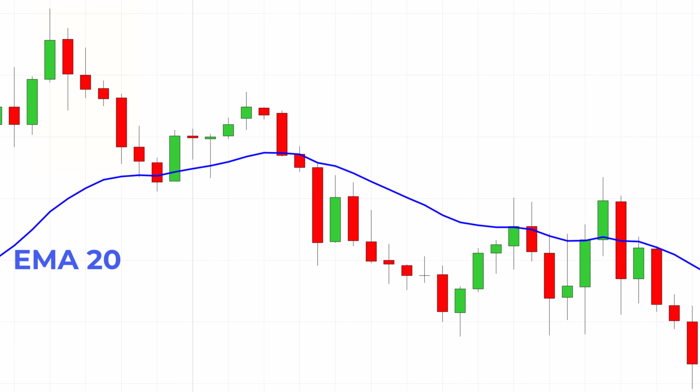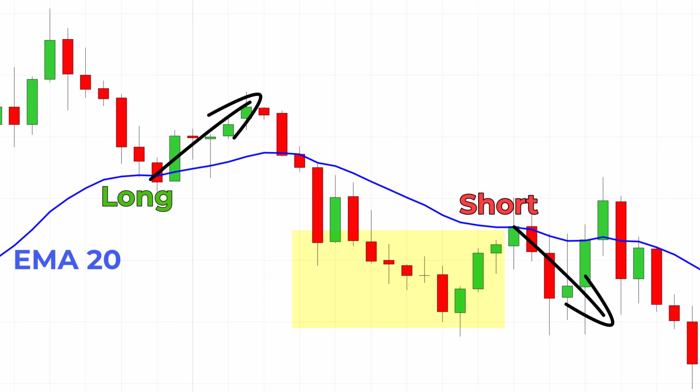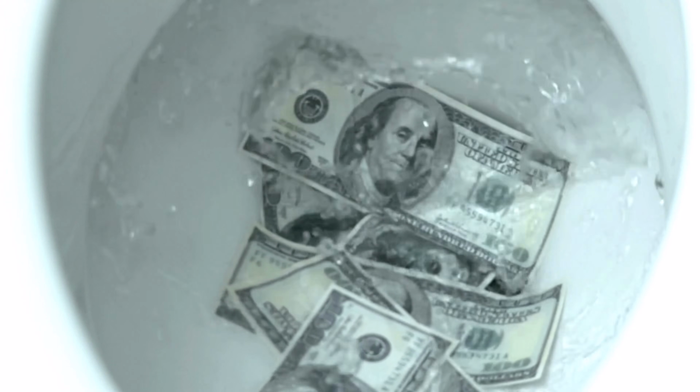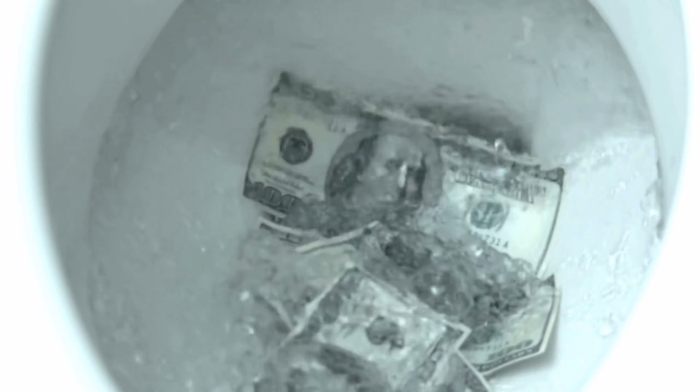If the price hits the EMA 20 from above, then you enter a long trade. If the price moves below the EMA and hits it from below, then you enter a short, like here. This is one of the most popular strategies among retail traders. It has only one flaw. It kind of sucks.